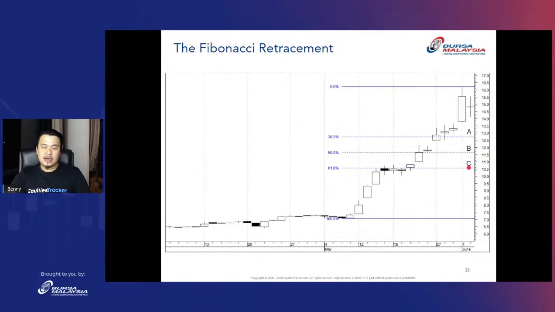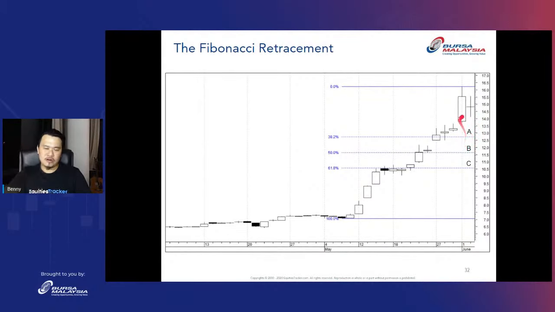Now if you ask me, I don't like to try to figure out which one. I will normally have 2 levels. You can either buy A and B, or A and C, or B and C. But A I normally will include, because sometimes the price just comes down to A and then rebounds. If I do not buy at A, then I may miss some opportunities. So it's either A, B or A, C. If you buy A and C, that means your average price is around B.